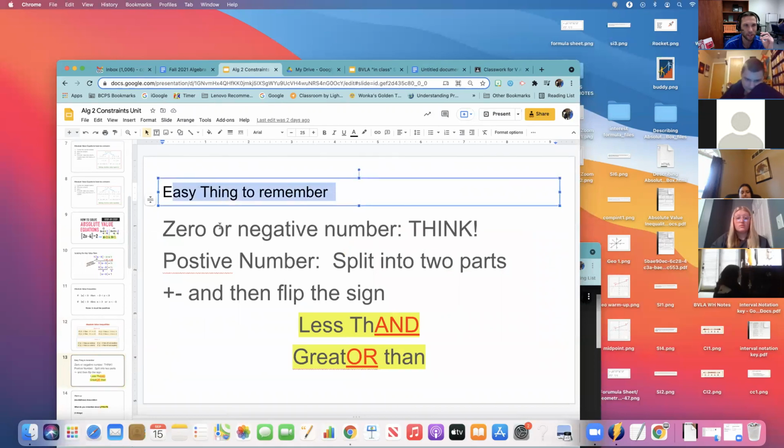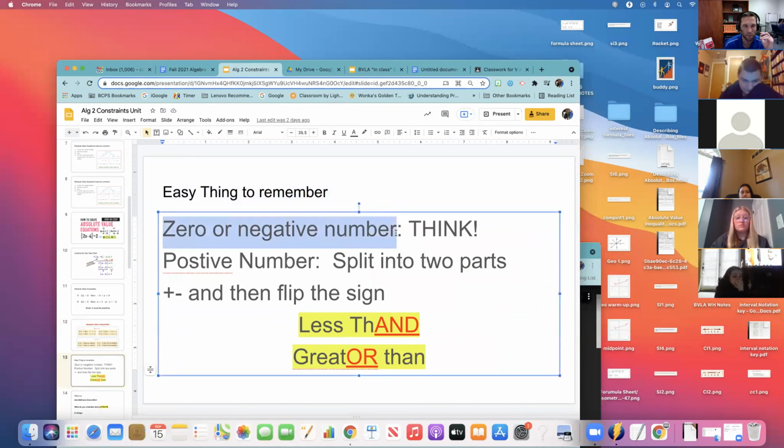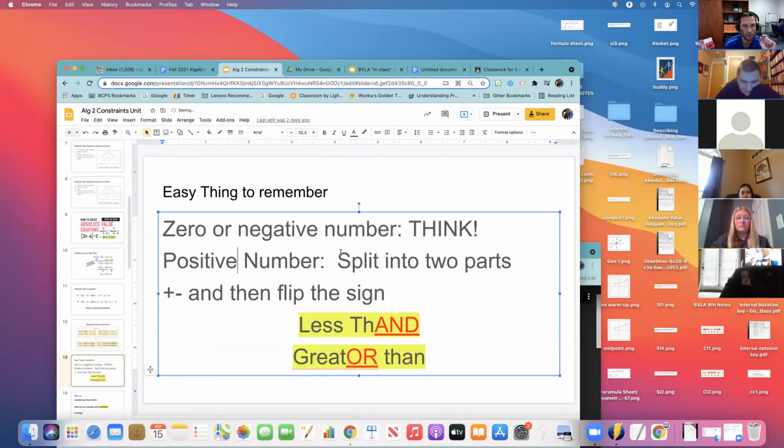Easy things to remember. If it's 0 or a negative number, think and use the chart. If you get absolute value is whatever to a negative number or 0, think and use the chart. If it's a positive number, which is going to be the case 98% of the time for the class, I want you to split it into 2 parts, plus or minus, the positive, the negative, and flip the sign.